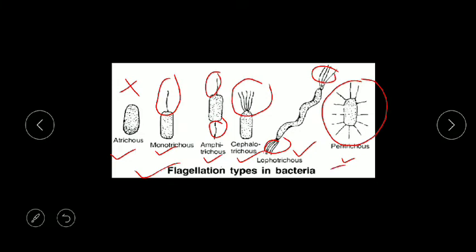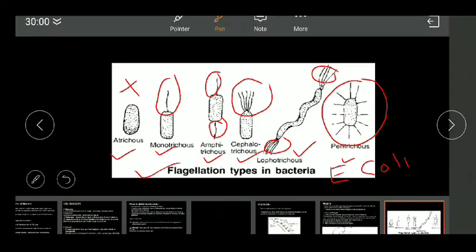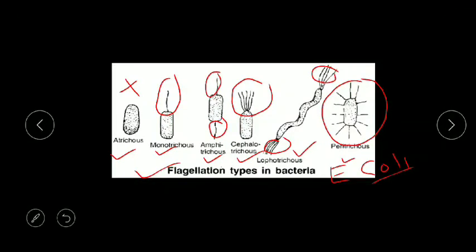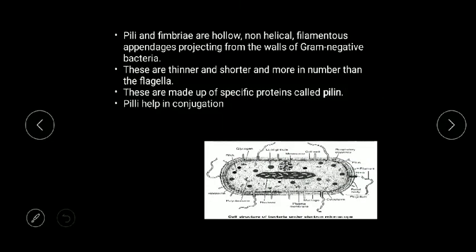And the last one is peritrichous. In peritrichous, you can see flagella present all over the body. So that is known as peritrichous. One of the important examples of peritrichous is E. coli. E. coli is Escherichia coli, and this Escherichia coli is an example of a peritrichous bacterium. Remember this. You can get a question from this part, like a match the following question. So please remember this part.